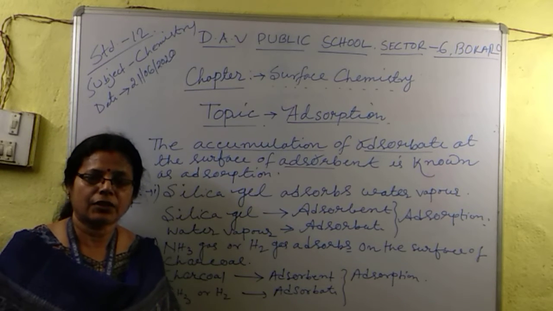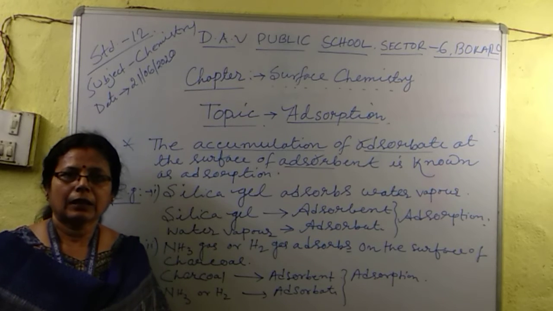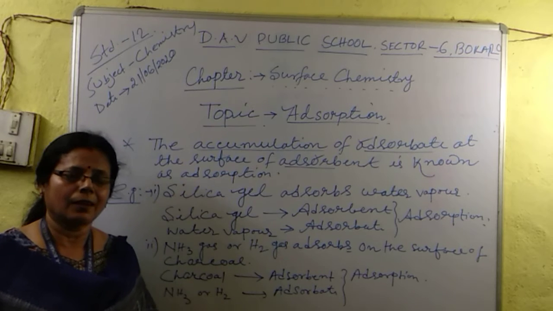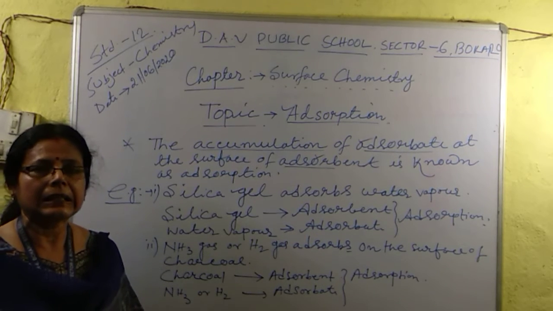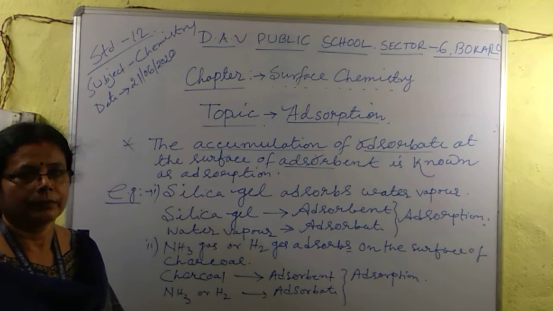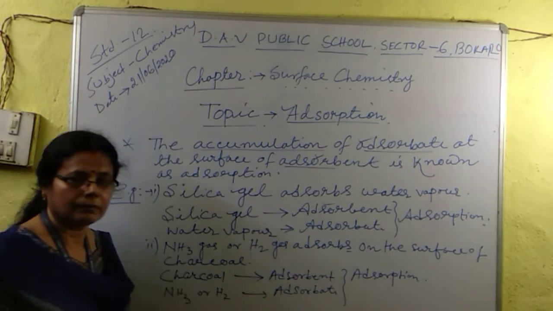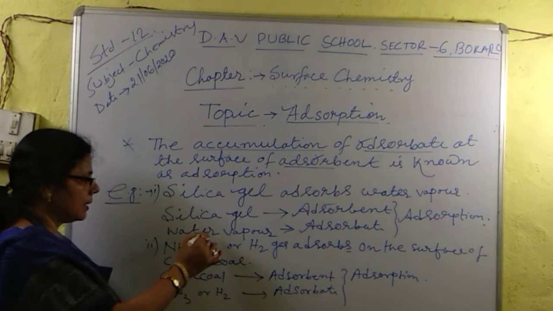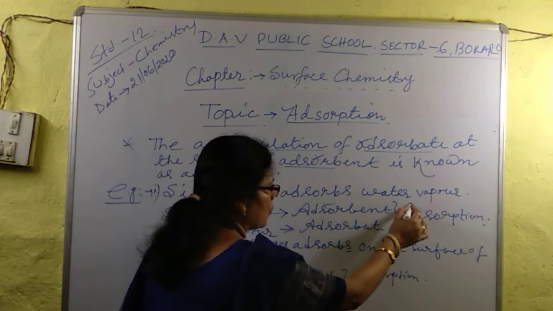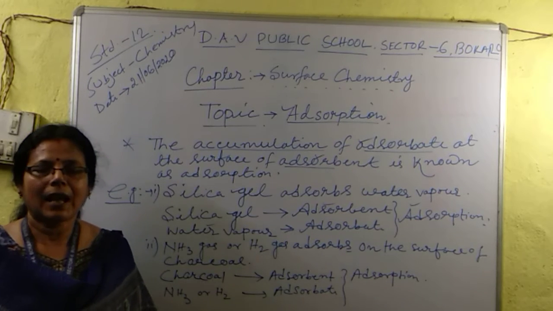I discussed the control of the humidity. Control of the humidity. How? One term I have used there, silica gel. Silica gel adsorbs the water vapor. So silica gel is the adsorbent and water vapor is the adsorbate, and the whole phenomenon is known as adsorption.